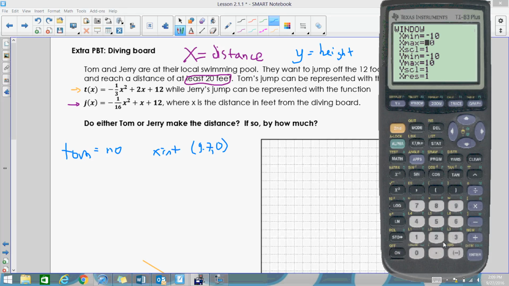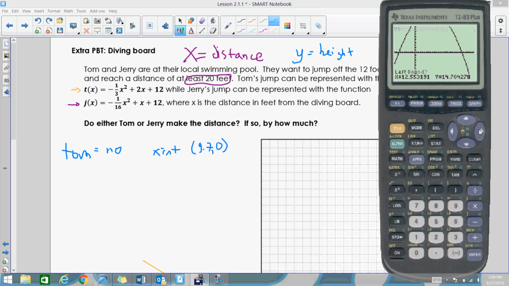I don't want to go to 20. I'm going to go to 30, and let's see if the graph comes down when I extend it to 30. Hey, there it is. Now extended. Here's the deal. You can say, yeah, that looks like he probably jumped it. That's not good enough. I need evidence. So we need to go second, trace, and I want you to find me the 0, the x-intercept. How far did that dude jump?